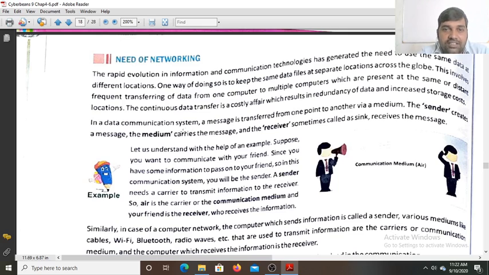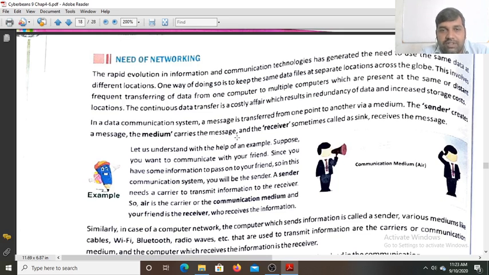So that is called networking. In a data communication system, a message is transferred from one point to another via a medium. Now that medium is the server. That medium may be the cable, OFC cable, optical fiber cable, through which the computers are connected. So the sender creates a message and the medium carries the message.